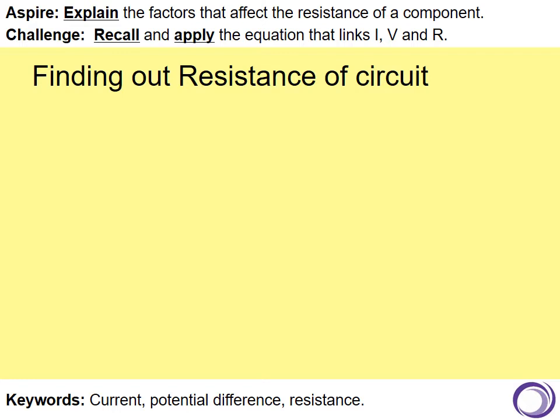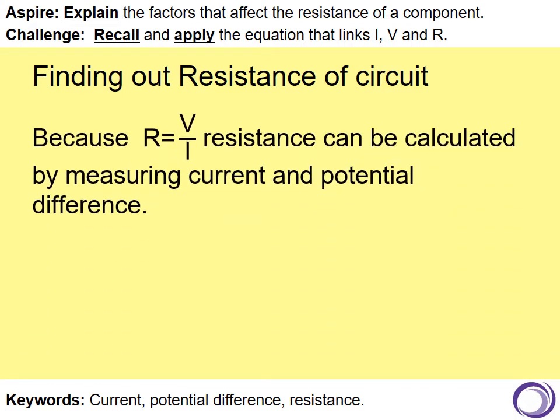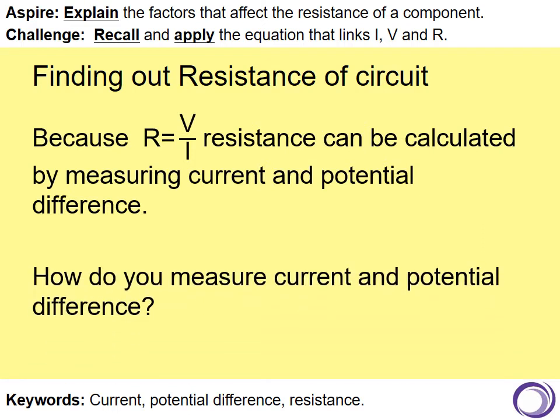So in order to find out the resistance of a circuit, we need voltage and we need current. R is volts divided by current, or R is potential difference divided by current. And resistance can be calculated by measuring the current and the potential difference. So, how do you measure the current and potential difference?